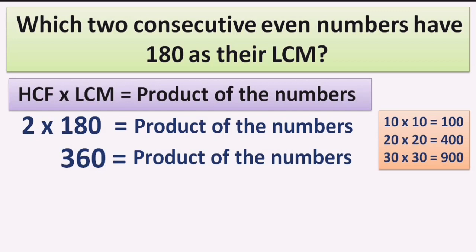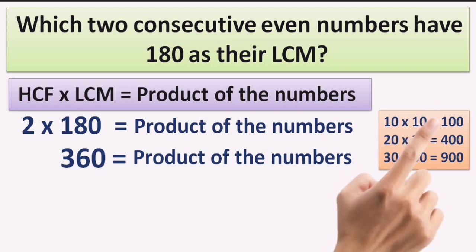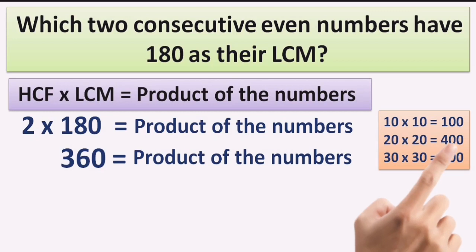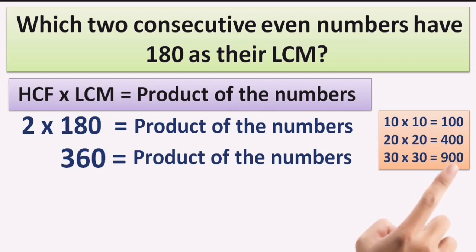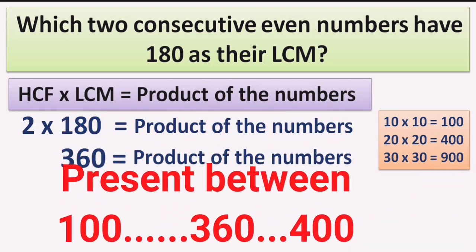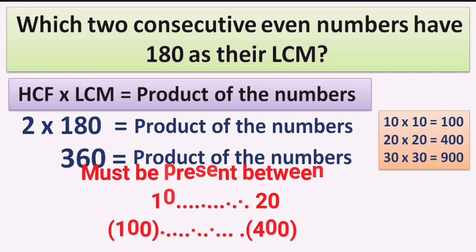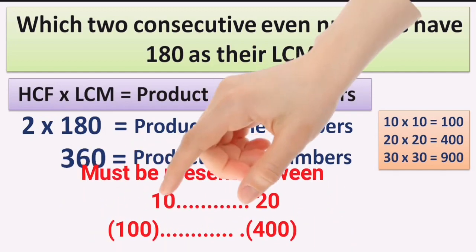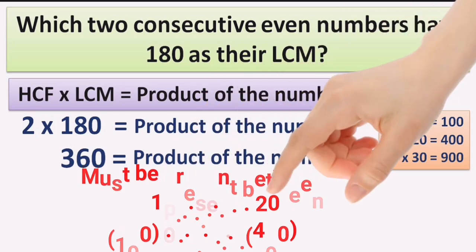Now what is the technique? We require the product 360, right? So the very first part is I have to locate where that 360 is present among these numbers. I mean to say, 360 is present between 100 to 400, or 400 to 900, or 900 to 1600, the next one. Okay, so over here presently 360 is present between 100 to 400, right? That means the expected numbers will be present between 10 to 20. Okay, I will repeat again.